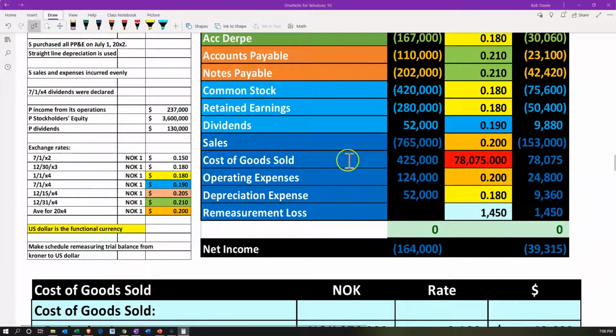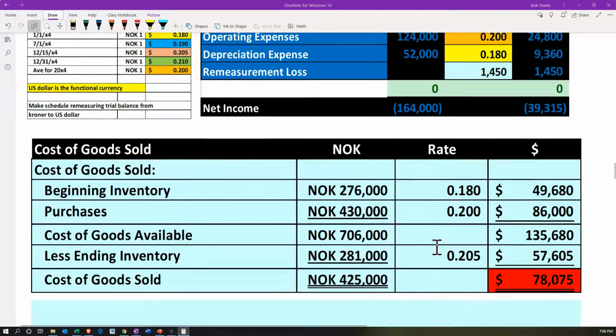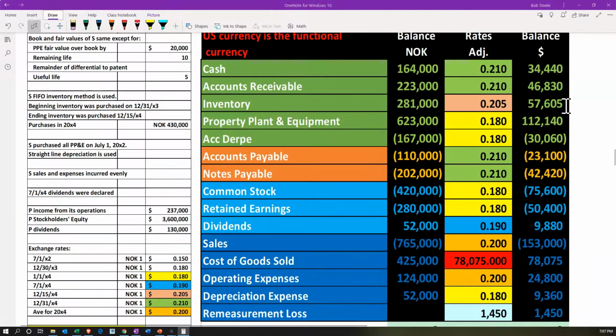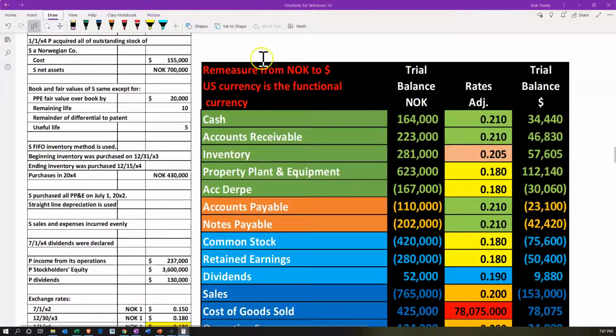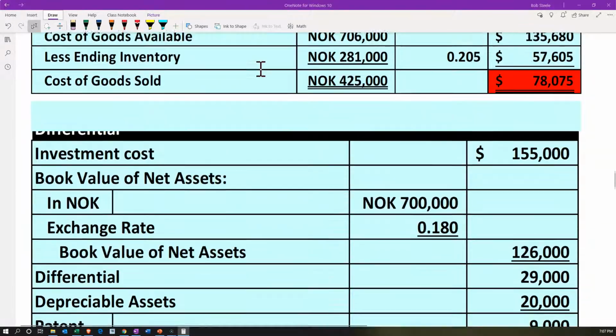So this cost of goods sold, we had to break out the actual formula and then use the exchange rates that are applicable for each formula. So we couldn't just apply an exchange rate here. If we did so, there's no exchange rate that would match this number because you can see we used different exchange rates within the formula. So that's why it's red. And so there's the 78.75. So that's going to be our complete remeasurement process. Remember, it's a little bit different than the translation, which we saw in a prior presentation.